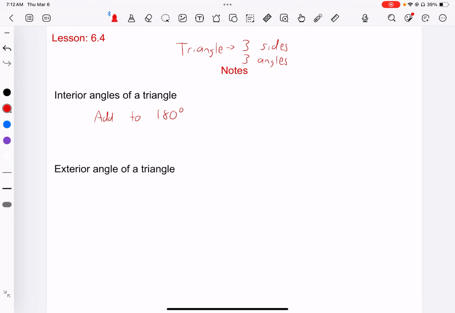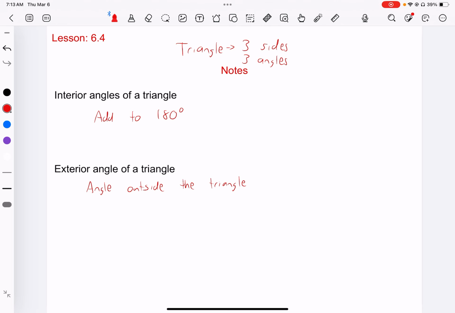An exterior angle of a triangle is an angle that is outside the triangle, and it is not part of the 180 degrees for the interior of the triangle.